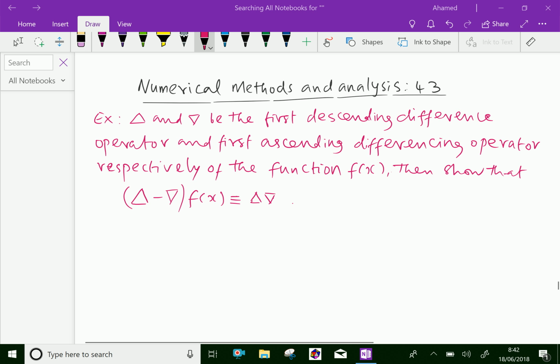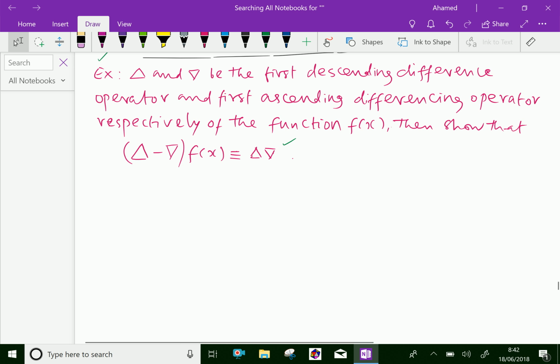Look at this example. Let delta and inverted delta be the first descending difference operator and first ascending differencing operator respectively of the function f of x. Then show that delta minus inverted delta of f of x equals delta into inverted delta. Let us do this problem.